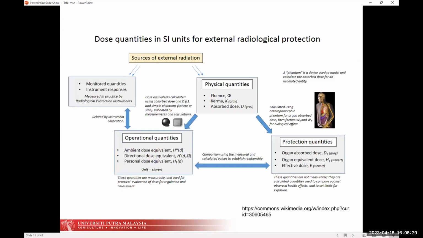And these are the basic dose quantities that have been discussed by Prof. Jenny. We could see that the physical quantities of the external radiations, fluence, kerma, absorbed dose, can actually be divided into two: operational quantities and protection quantities. And mainly CT dosimetry or clinical dosimetry falls under the protection quantities. We look at the CTDI, which is in gray, and then the effective dose in sievert.